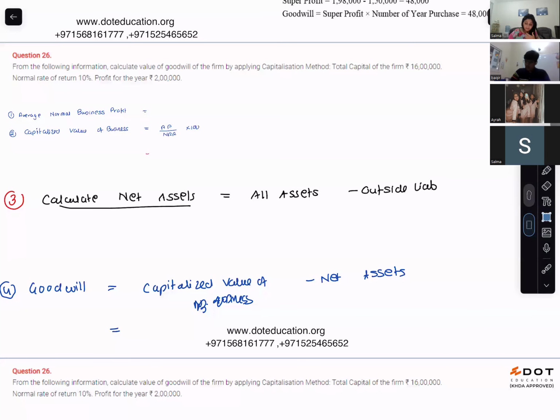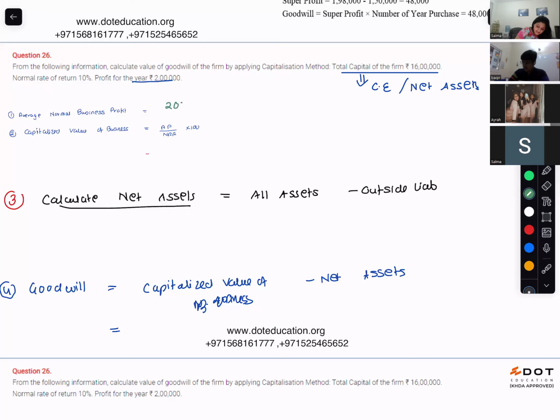What is the average normal profit of the business? Step number 1. Total capital of the firm is 16 lakh. Total capital means it is the total capital employed or the net assets. What is the average business profit? It is 2 lakhs. Okay.